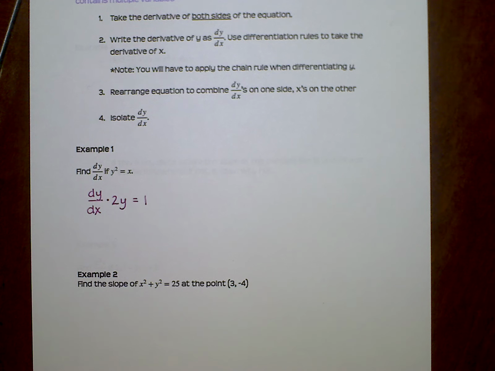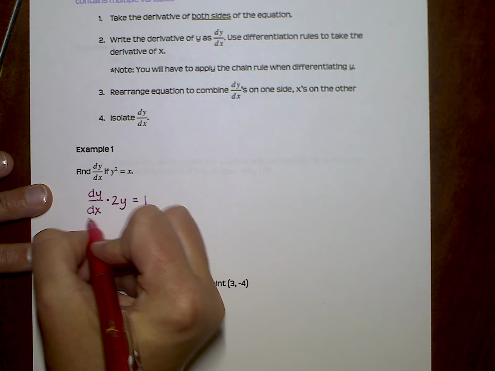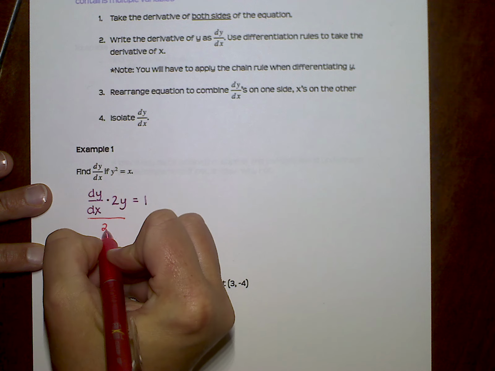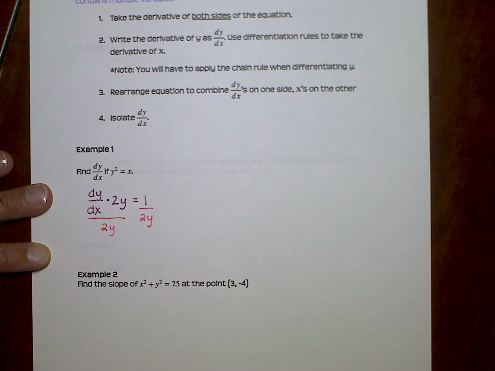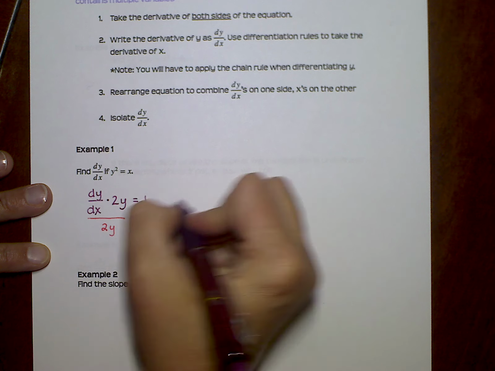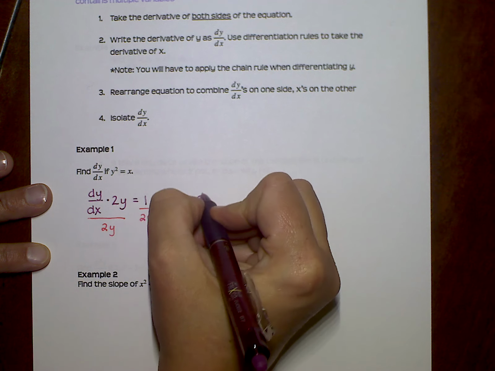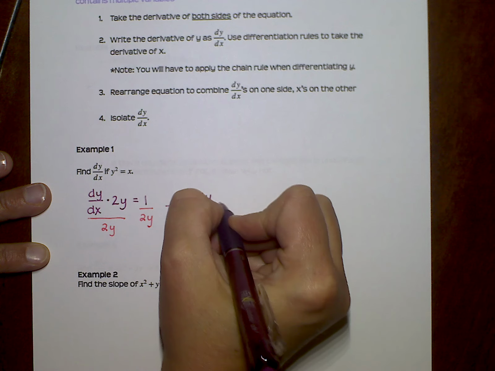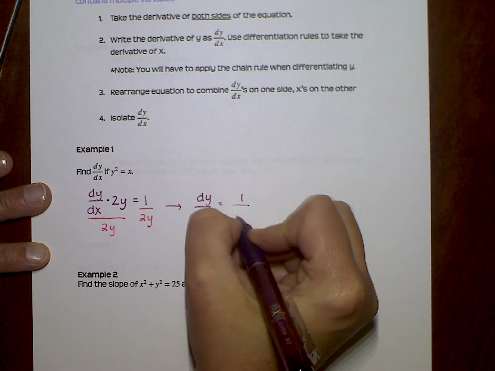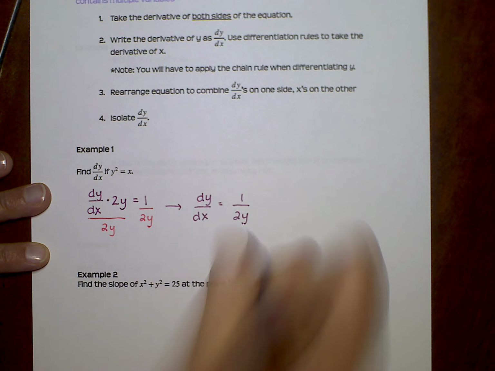Just know to put the dy/dx in there. So now my goal is to get dy/dx by itself, so I would divide by 2y. I'm going to divide by 2y. And so what I end up with is dy/dx equals 1 over 2y. And that's it.